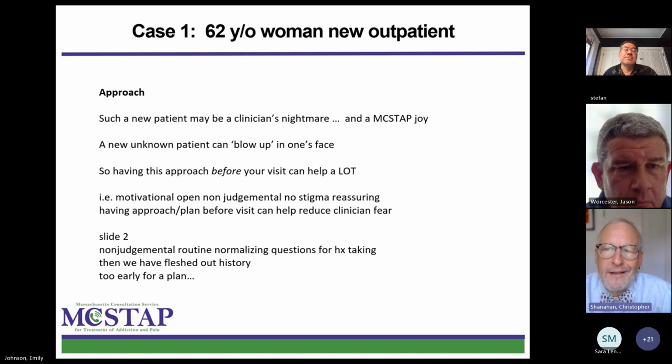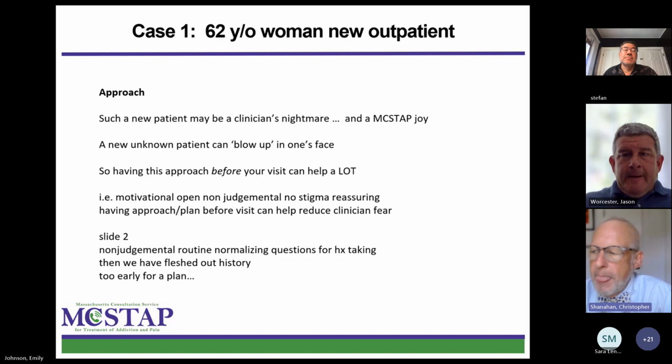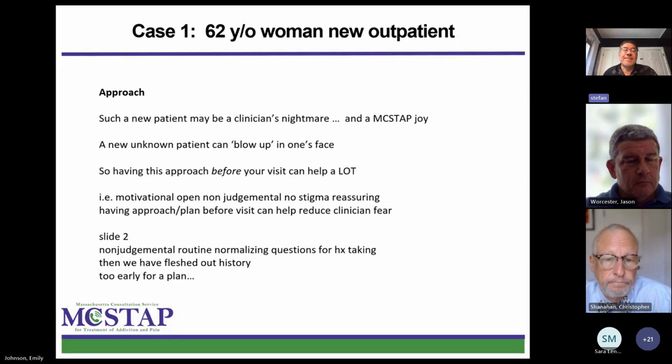Find a way to make it non-pejorative. Just talk about it as a fact without any judgment, and you're in a better position to sort out what's the next thing to do. Yeah, it's much more effective. Next slide, please.